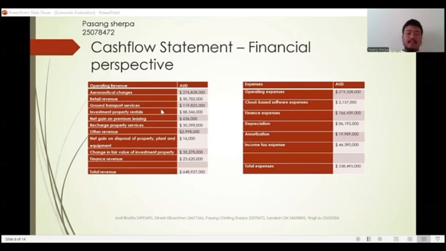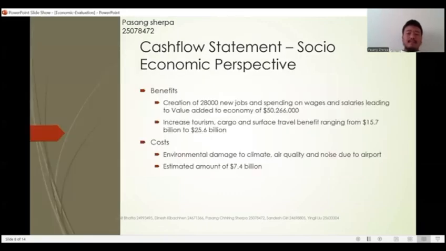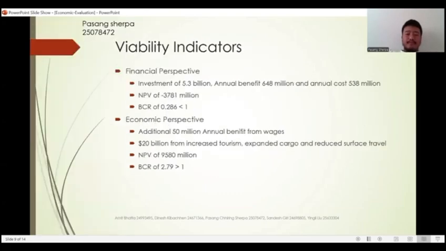So my next topic is the cash flow statement based on the socio-economic perspective. Our project is expected to create around 28,000 new jobs, which will add $50 million to the economy. It is also expected to increase the tourism, cargo, and surface travel benefit, which will range from $15.7 billion to $25.6 billion. It is also expected to create environmental damage that is estimated to be around $7.4 billion.